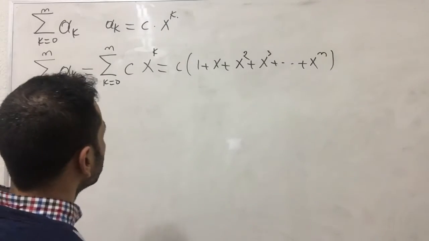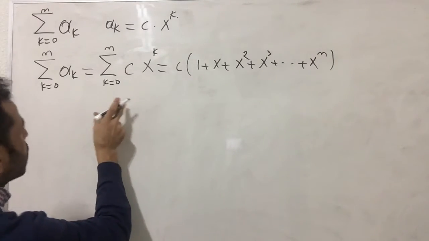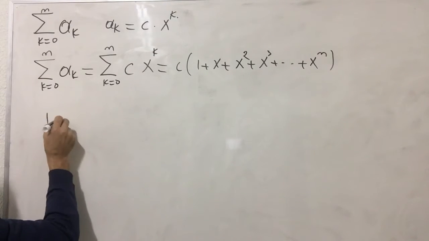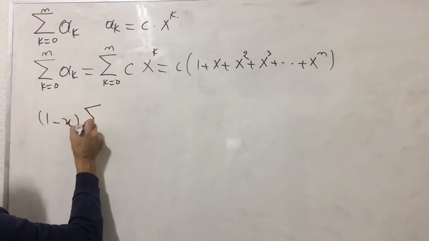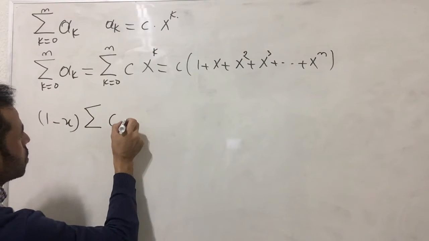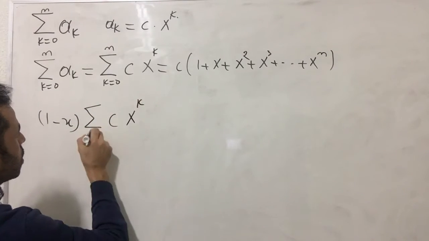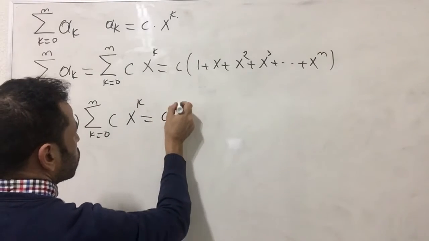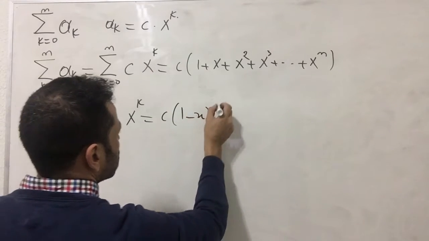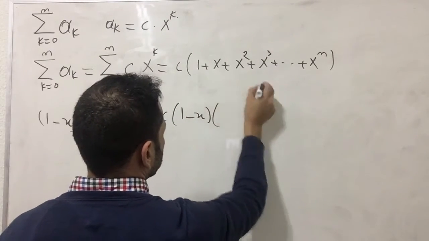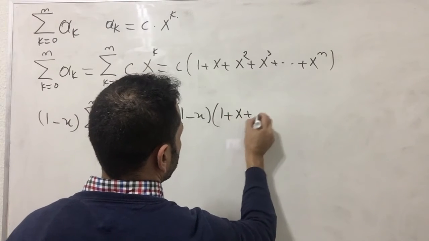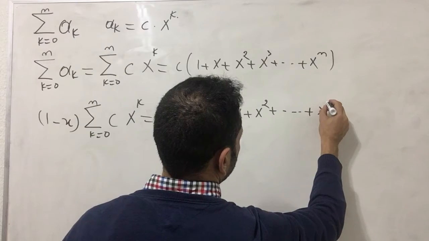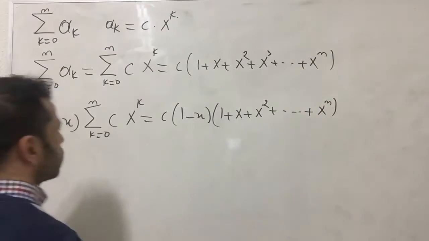Okay, so what I'm going to do now is multiply both sides by 1 minus x. 1 minus x multiplied by this sum, c multiplied by x to the k as k goes from 0 to n, is equal to c multiplied by 1 minus x multiplied by this sum, 1 plus x plus x squared, and all the way down, and so on until you get the last term.